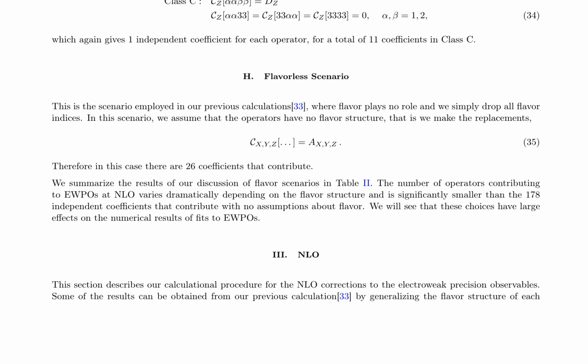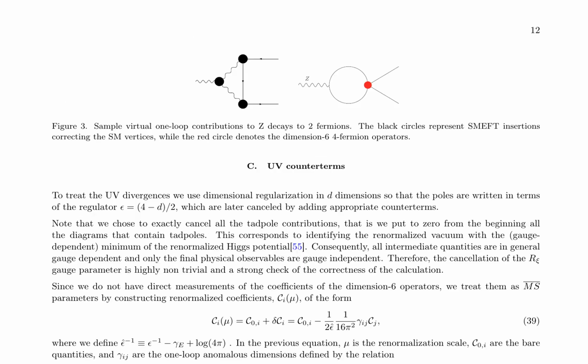The amplitudes are manipulated using FeynCalc, and the integrals are reduced in terms of Passarino-Veltman integrals, retaining only terms of O(v squared over lambda squared). The authors calculate Z decayed to 2 fermions in the SMEFT framework, focusing on real and virtual contributions. Real contributions arise from real photon and gluon emissions, which are necessary to cancel infrared (IR) divergences from virtual contributions.